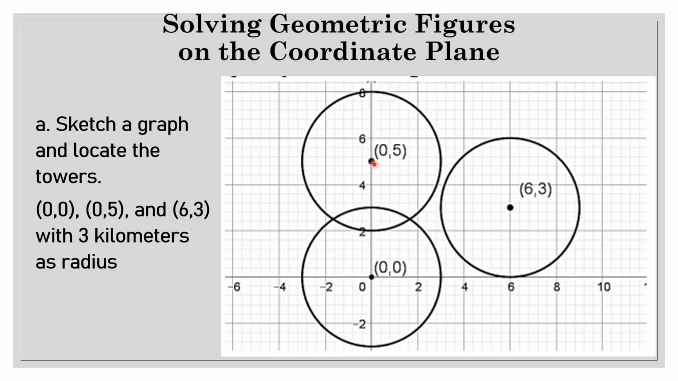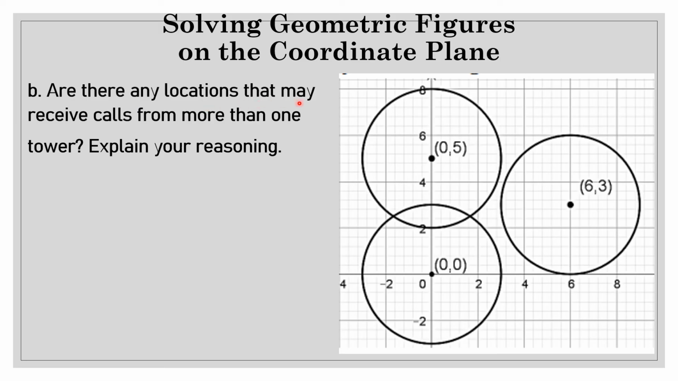Ito yung circle with center (0, 5). Ito yung circle with center (0, 0). And circle with center (6, 3). This 3 will represent the coverage of each tower. So, yan yung mga nako-cover niya. Yung sakop ng bilog, yung nako-cover ng ating communication towers.